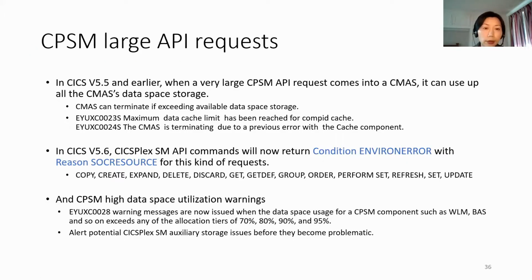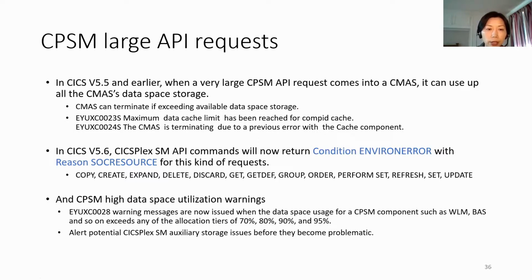Okay, so the last two parts I'm going through are around the CPSM enhancements that are all around the data space. First one is around the CPSM. You can get a very large API request. So for example, you can get a large request coming from copy, create, expand, etc. Then those requests come to a CMAS, and it can use all the CMAS data space storage.